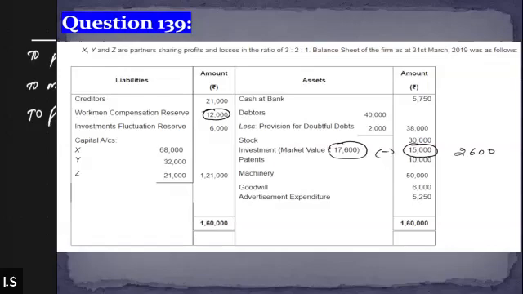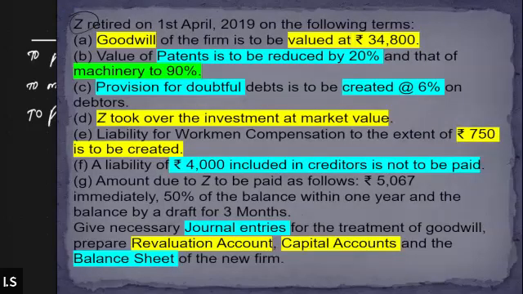12,000 minus 750 will be 11,250. Is that right? 12,000 minus 750 equals 11,250. So 11,250 needs to be distributed among the partners by way of workmen compensation reserve. Is that clear? Yes, sir.